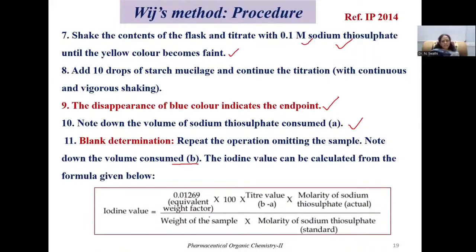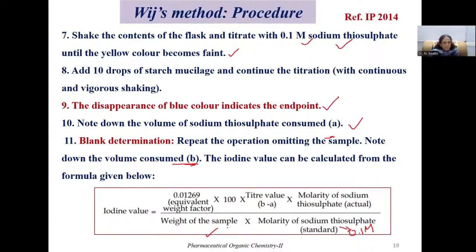Now this is the iodine value formula. Iodine value equals 0.01269 into 100, multiplied by the titer value, which is nothing but B minus A, multiplied by the actual molarity of the sodium thiosulfate, whole divided by the weight of the sample multiplied by the standard molarity of sodium thiosulfate. As per IP, we are supposed to use 0.1 molar, so this standard molarity term becomes 0.1 molar.